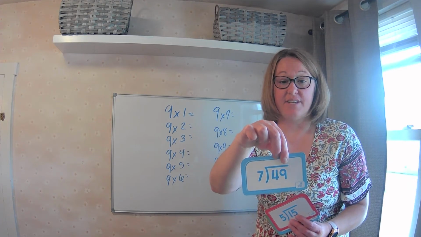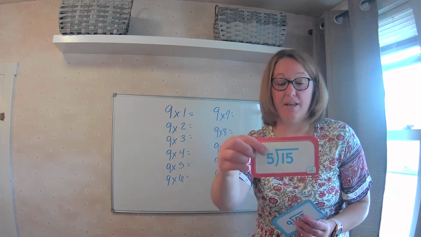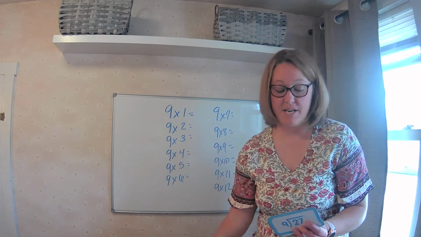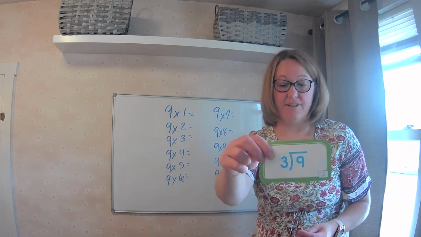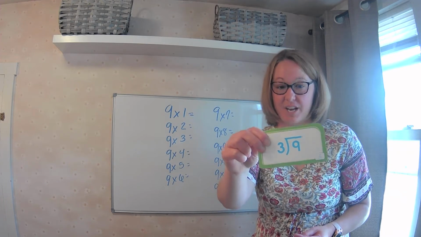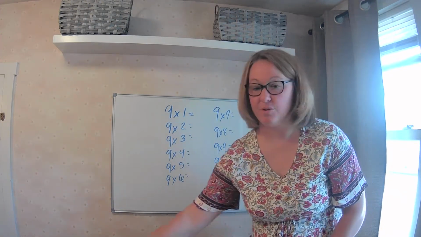49 divided by 7, 7. 15 divided by 5, 3. We have 27 divided by 9, also 3. And then we have 9 divided by 3, which is also 3. All right, today we're going to do our 9 family in multiplication.